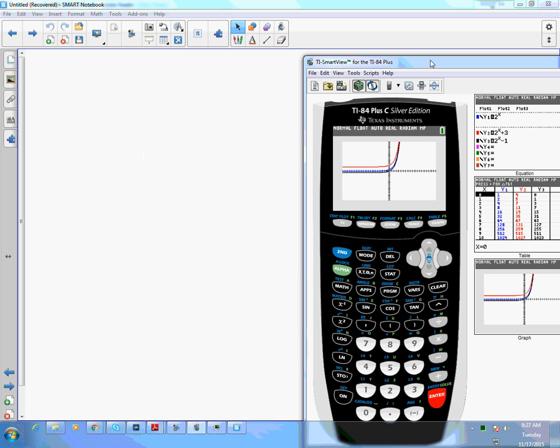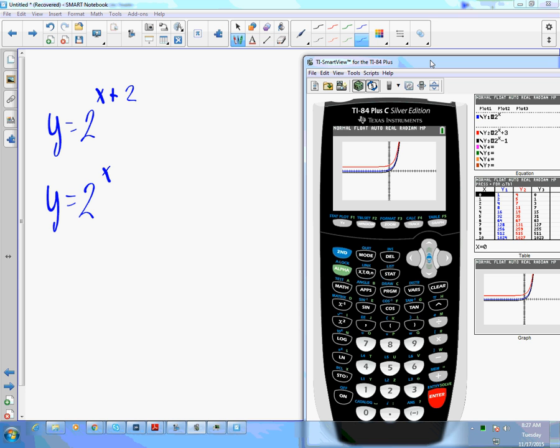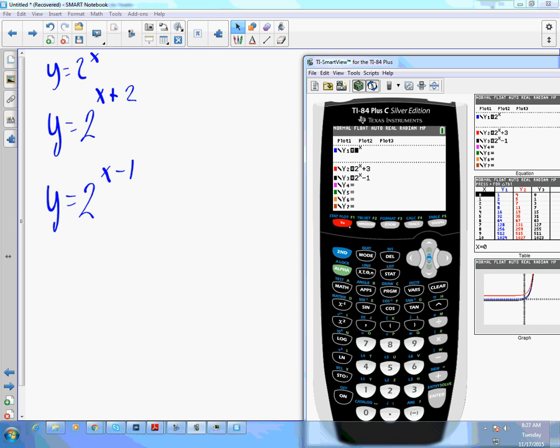Okay, so what was it? Y equals 2 to the x plus 2, and y equals 2 to the x minus 1. Okay, so go back to y equals, and make sure you can see your screen too.